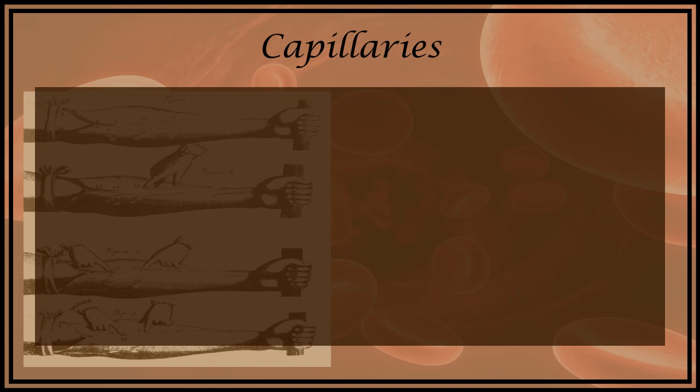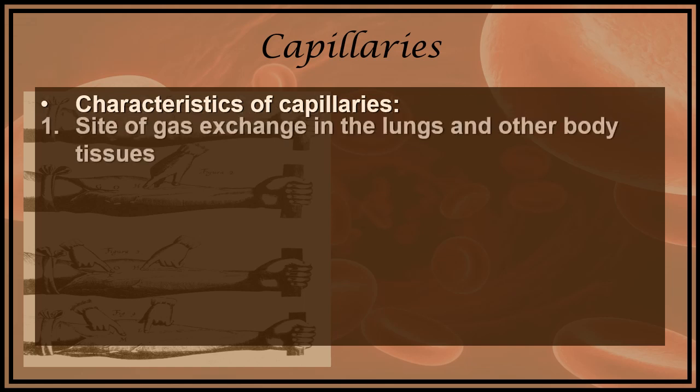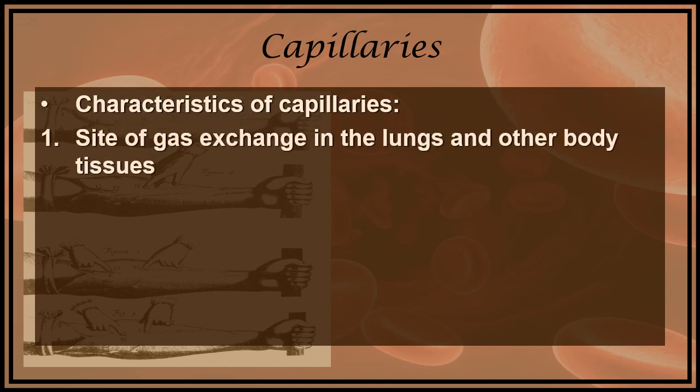Our last blood vessel that we talked about out of the three was capillaries. And this is the interesting transition between arteries and veins, and this is the separation between them. The main characteristic of the capillaries is it's going to have all this blood flowing through it, but this is where the exchange of materials is going to happen.